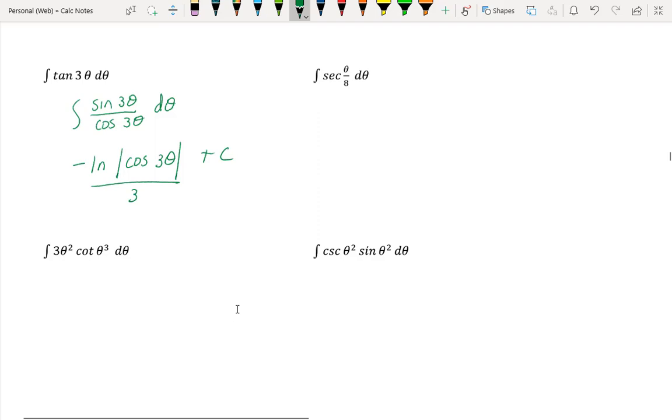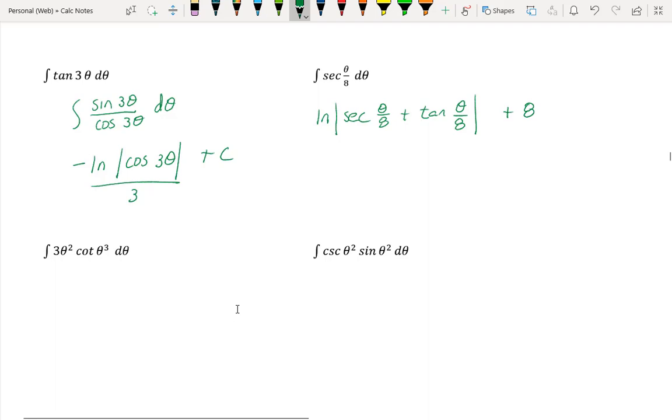Secant of theta over 8. Okay, this is not secant squared, so I just need to be careful about that. And so this is going to be the natural log of the absolute value of secant theta over 8 plus tangent theta over 8. And because that's addition, those could go in either order and it really wouldn't matter. I'm going to do my plus c out here.